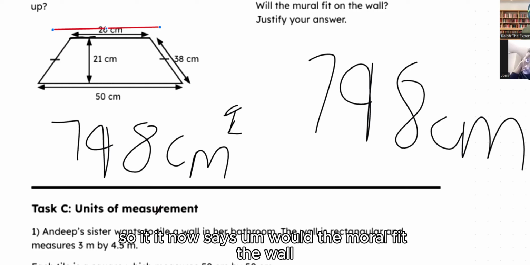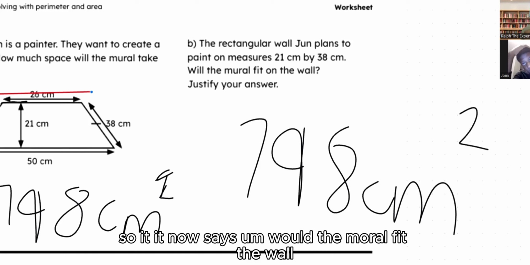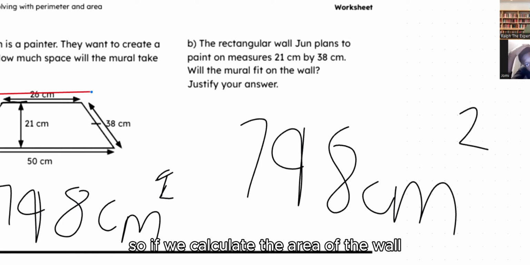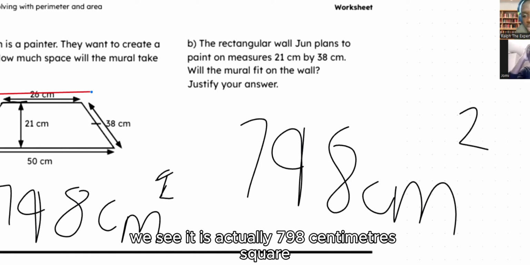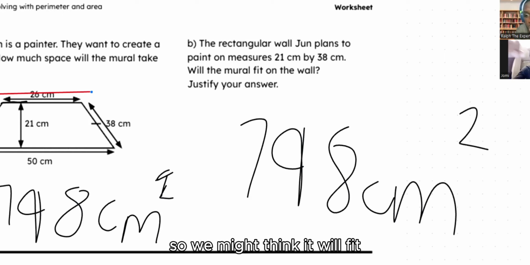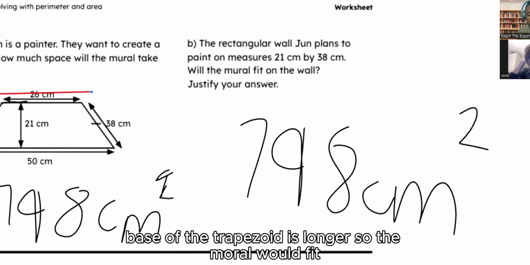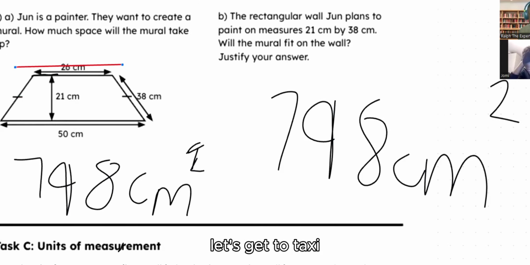So it now says, would the mural fit the wall? If we calculate the area of the wall, we see it is actually 798 centimeters square. This is the same area as the mural. So we might think it will fit. But why shouldn't it fit? The bases are different. The base of the trapezium is longer. So definitely the mural would fit. Let's get to the next question.